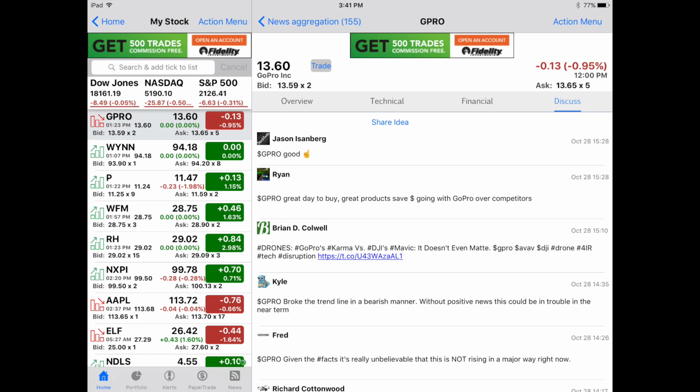Next tab over, I do look at this a lot. I love to see what people are saying about the stock. This is the discuss section. Anytime you're on Twitter or StockTwits, you put a money sign and then the ticker symbol in all capital letters, and as long as you have a Stocktracker account connected, that tweet will end up showing up on this discuss section.